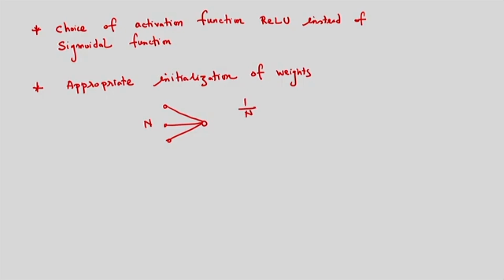In the earlier case, we considered the variance to be 1 for this distribution, because we randomly initialize the weights, and we can assume that these weights come from a probability distribution function with mean 0 and variance 1. But in this case, we consider a distribution having mean 0 and variance equal to 1 by n, and sometimes 2 by n is also considered. So either 1 by n or 2 by n can be used for initialization of the weights, with mean 0.